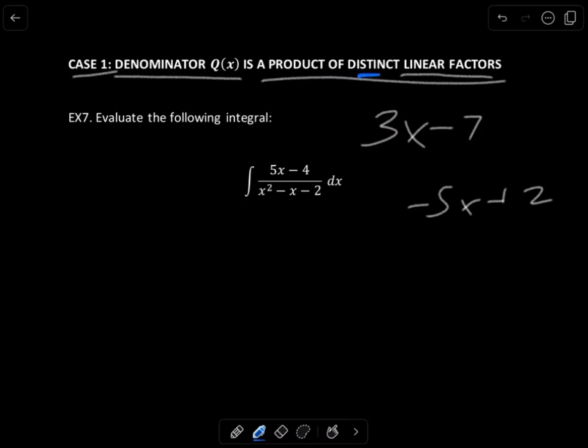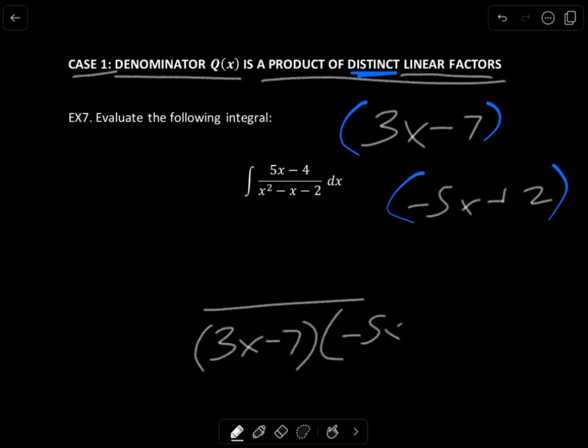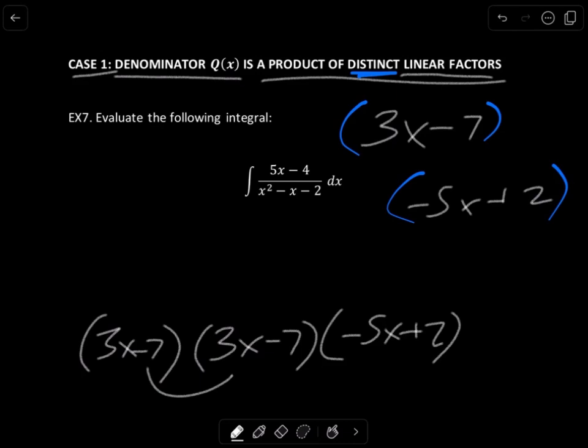And each linear factor, what does distinct mean? Each linear factor is only going to occur once in the denominator. In other words, in the denominator, you're only going to have 3x minus 7, and then you'll have minus 5x plus 2. So you're not going to have a situation, this is what distinct means, where you have 3x minus 7 squared. Because when it's squared, in essence it's 3x minus 7 multiplied by another 3x minus 7. Then it's not distinct, it's repeated. When it's distinct, it's only mentioned once. So distinct, you can think of as only occurring once. All right.